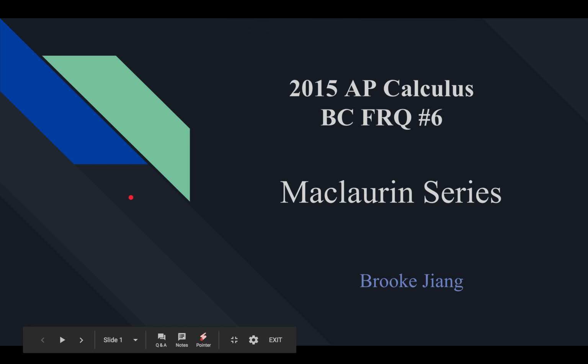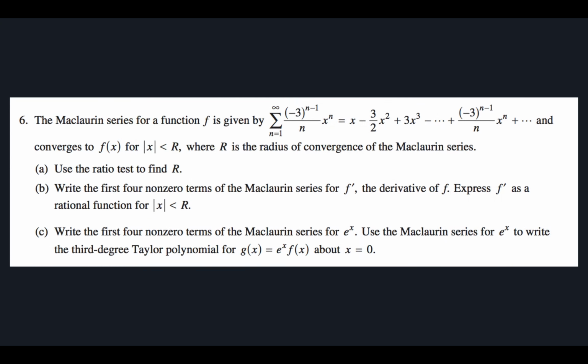Hello, I'm Brooke, and today I will be going over the 2015 AP Calculus BC FRQ number 6, which is a Maclaurin series. The question gives a function f by this series, and it converges to f of x for the absolute value of x is less than r, where r is the radius of convergence of the Maclaurin series.